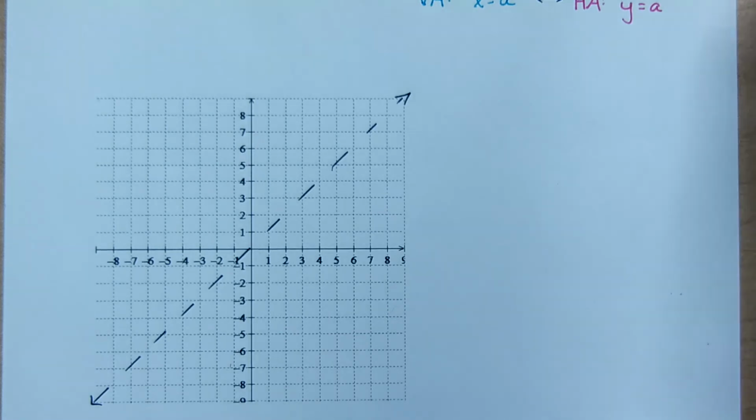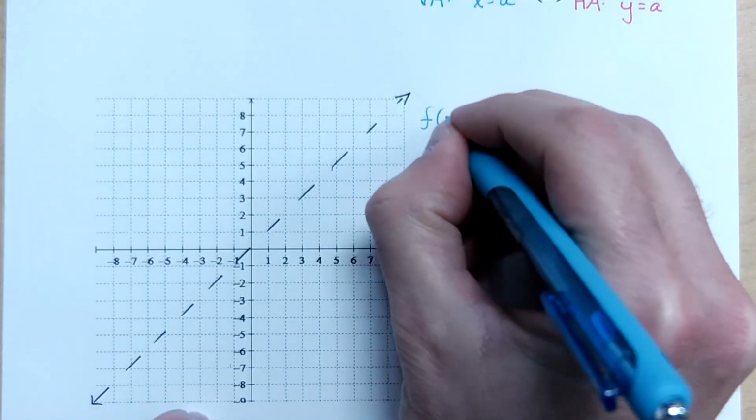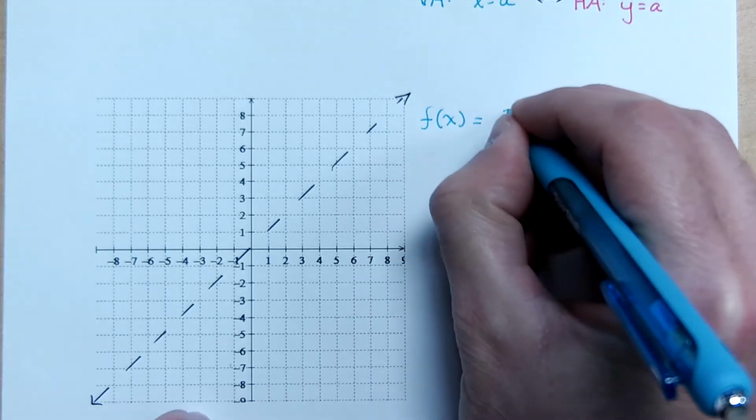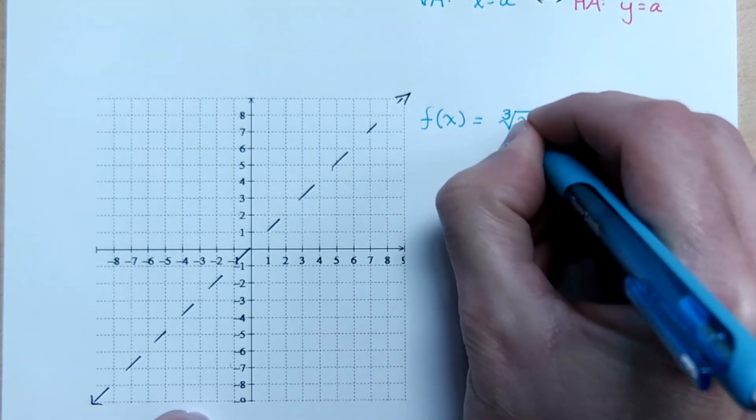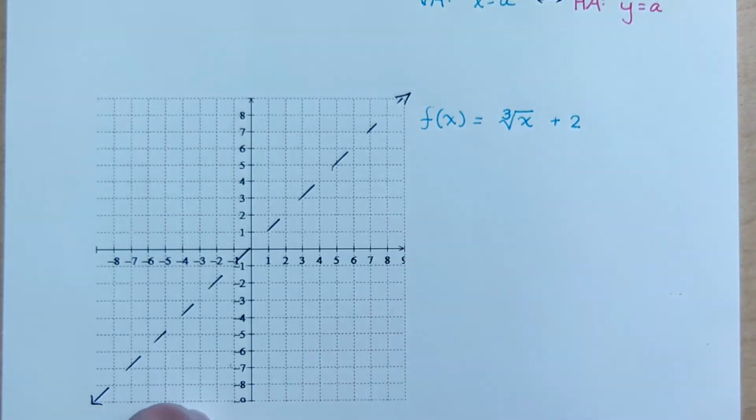So I'm going to give you this function. I'm going to say f of x is equal to the cube root of x plus 2. What's the shape for the cube root of x? Cube root is that weird. Weird. Wow, that's really rude.